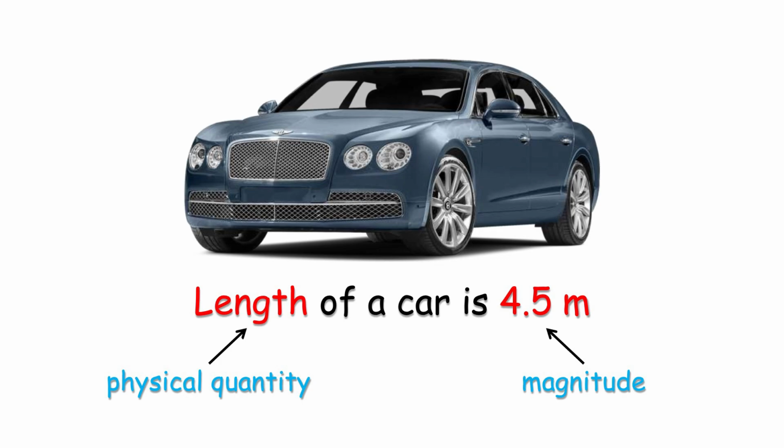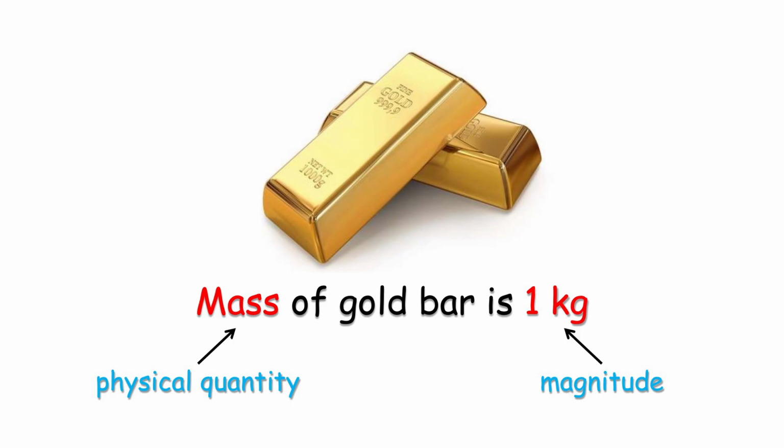And what we are observing in this universe, suppose you are moving on the road, you are looking at a car. Suppose the car has its length, and the length of the car is 4.5 meter. So if the length of the car is 4.5 meter, length is the physical quantity, and 4.5 is its magnitude, but it has no direction. Next, the mass of a gold bar is 1 kg. A bar is shown in the figure, that is the gold. So here the mass is the physical quantity, which has a magnitude of 1 kg.